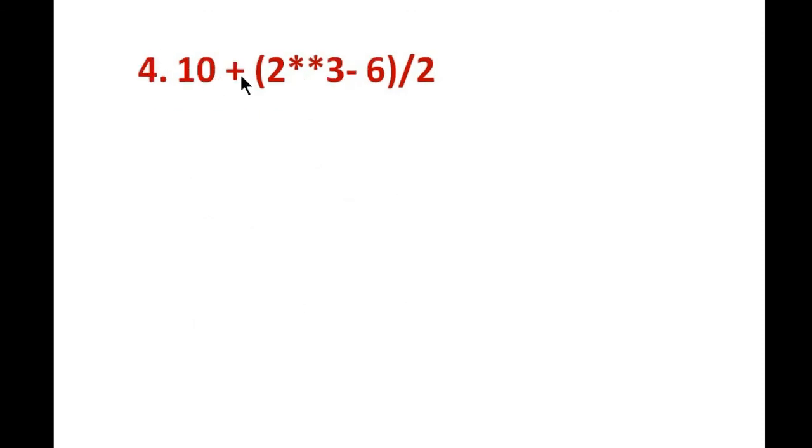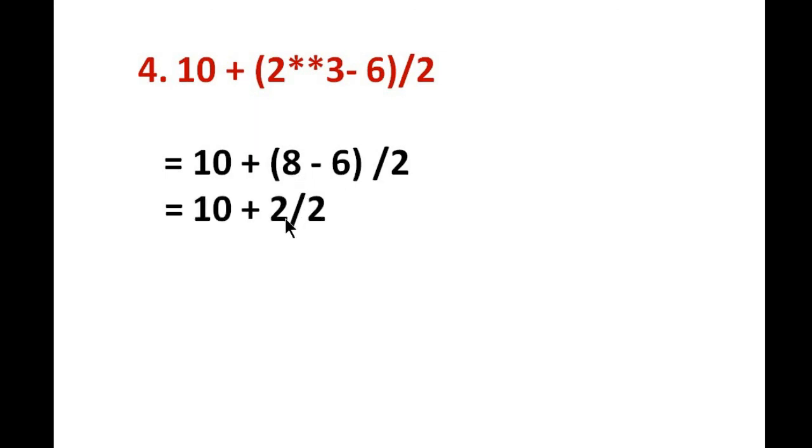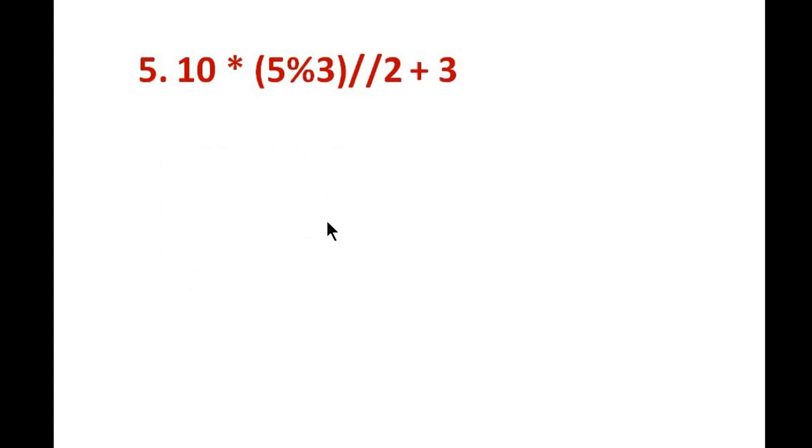Next one. 10 plus within bracket 2 star star 3, 2 raised to 3 minus 6 whole divided by 2. Here inside the bracket a combined expression is there. So first evaluate that expression within that bracket. 2 raised to 3 is 8. 8 minus 6, 2. 2 by 2. Then 10 plus 2 by 2 is 1.0. 11.0 is the result.